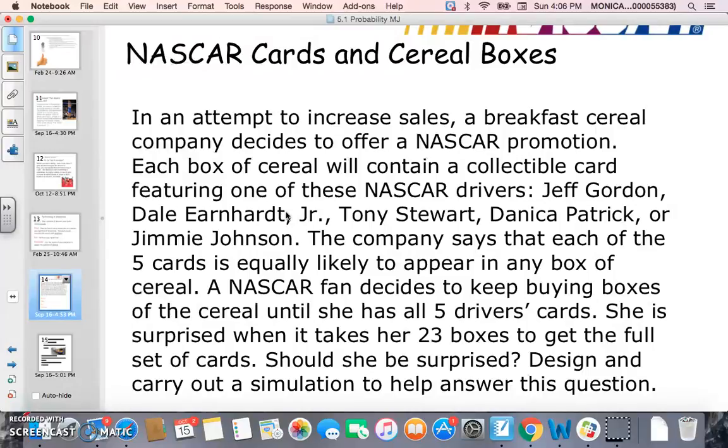I know nothing about NASCAR, but Jeff Gordon, Dale Earnhardt Jr., Tony Stewart, Danica Patrick, or Jimmy Johnson. And the company says that each of these 5 cards is equally likely to appear in any box of cereal. So a NASCAR fan decides to keep buying boxes of cereal until she has all of the 5 drivers' cards. She's surprised when it actually takes her 23 boxes to get the full set of cards. Should she be surprised is the question. So we're going to design and carry out a simulation to help us answer this question.